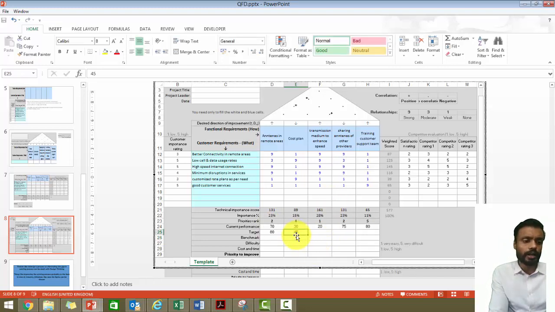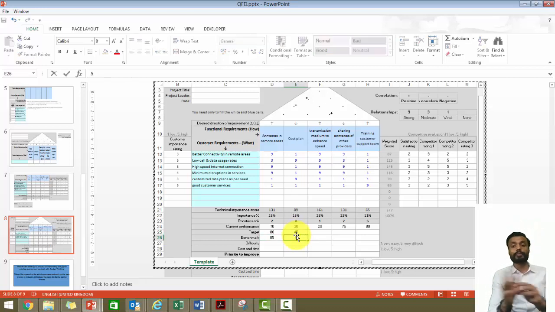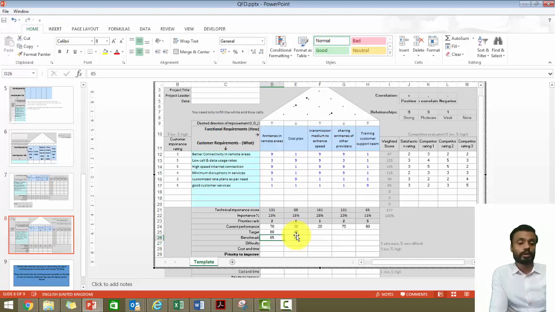And then benchmarking: there are 85 antennas in remote areas for another service provider, and 50 cost plans are more competitive in the market. That is how you'll benchmark over here. The benchmark is a complete study which would be done by your benchmarking team. So you alone, or you sitting with a set of people alone, cannot do the benchmarking. That is a very important point to note down.